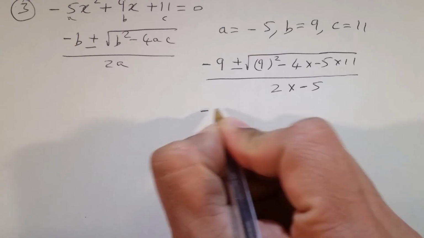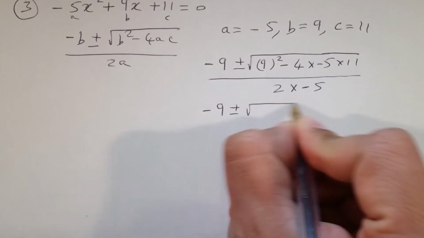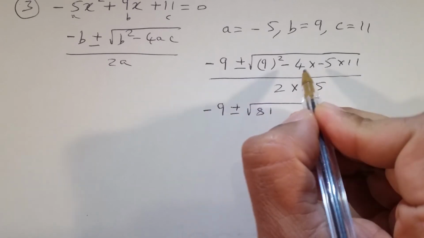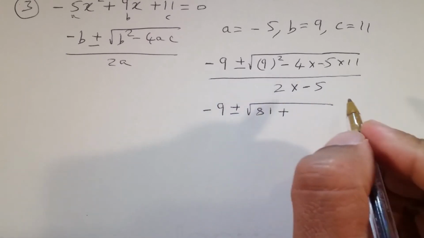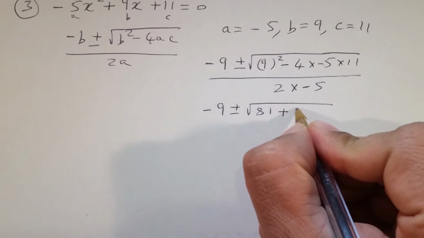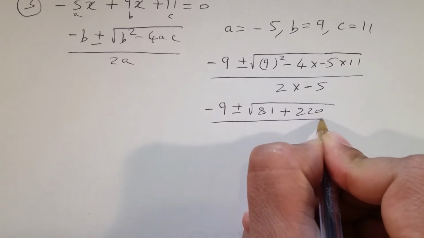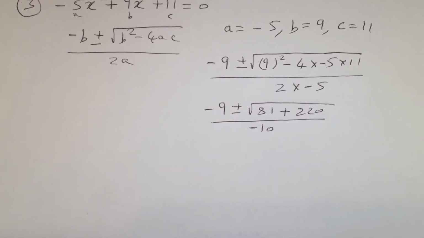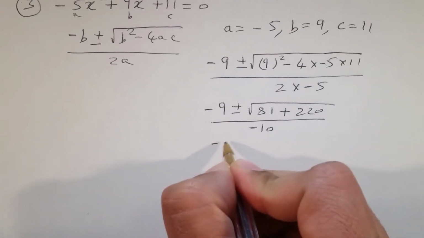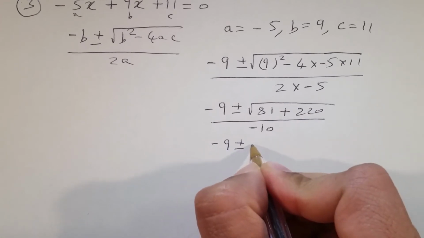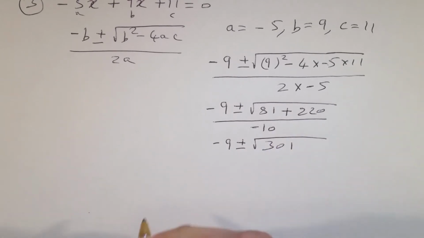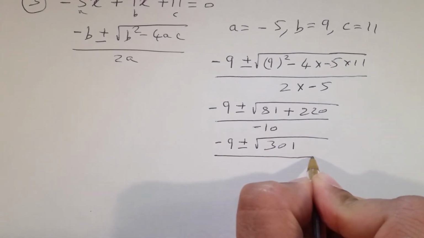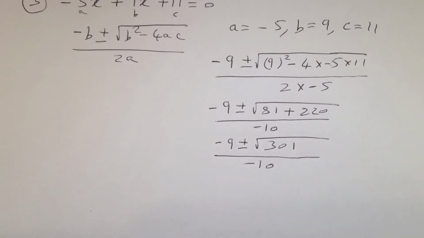Non-calculator, carry on. Minus 9 plus minus root 9 squared is 81, minus times minus is plus, 5 times 4 is 20, 20 times 11 is 220, over minus 10. See, it's nothing different. It's exactly the same. Just be careful with the plus and minus signs. So minus 9 plus minus root 301 over minus 10. Done. That's it.